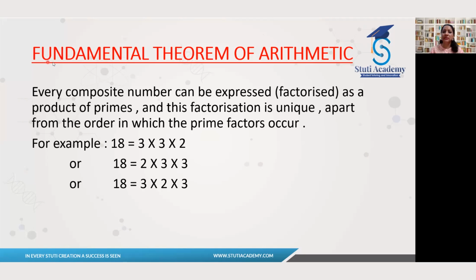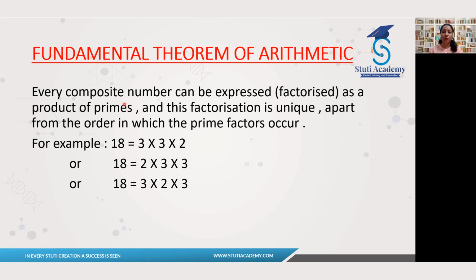Now children, let us discuss the fundamental theorem of arithmetic. This theorem says every composite number can be expressed or factorized as a product of primes, and this factorization is unique apart from the order in which the prime factors occur. Now composite numbers are those numbers which are not prime numbers. Prime numbers are those numbers which have only 2 factors, 1 and the number itself, and composite numbers are those numbers which have more than 2 factors.